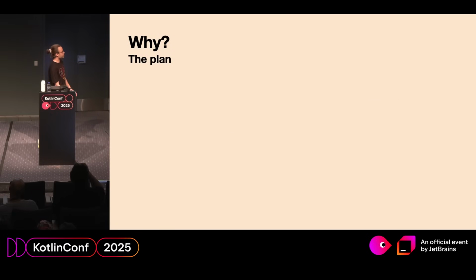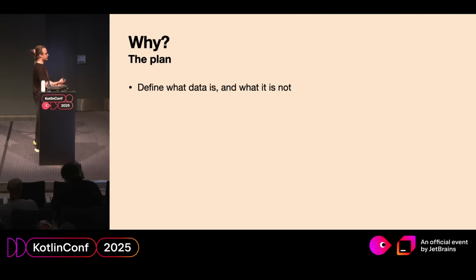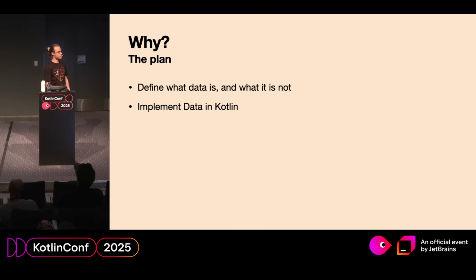The topic is very abstract, and I wanted to cover it with some structure so you wouldn't get lost, so I'll present the plan. First, we'll define what data is and what it is not. Then we'll find tools within the language that allow us to implement this concept in Kotlin naturally. And then we'll see what properties emerge in the system when you apply these techniques consistently and thoroughly throughout the code base.